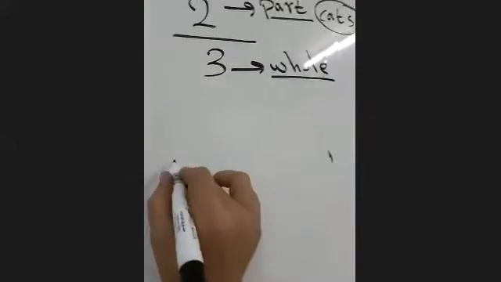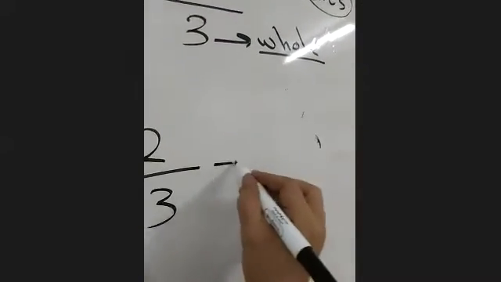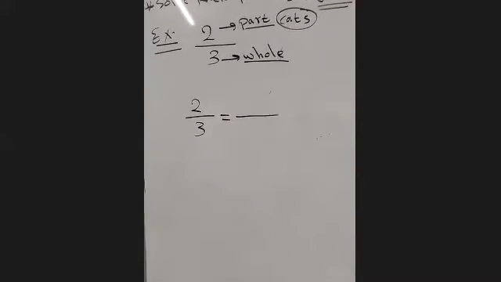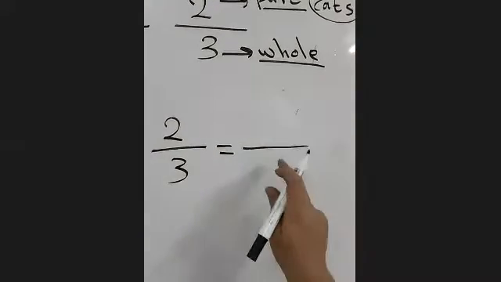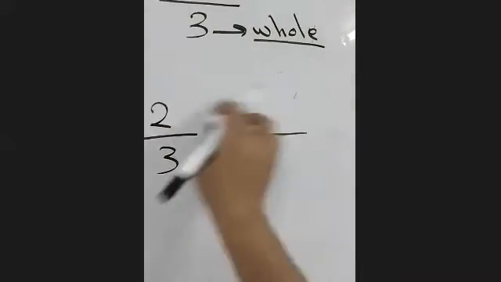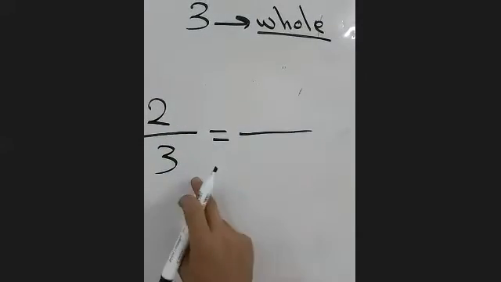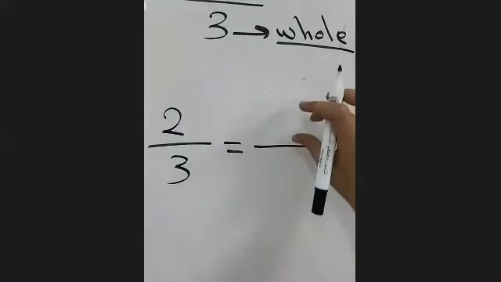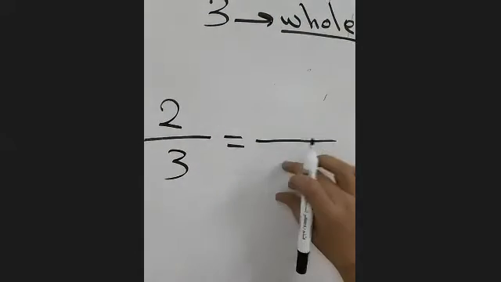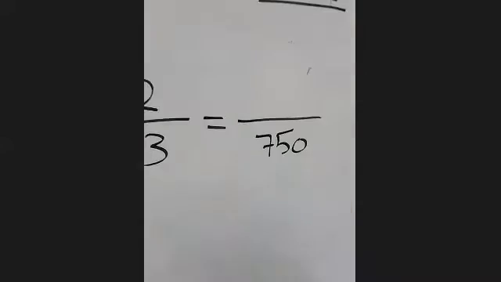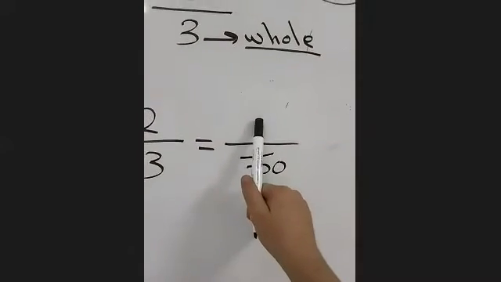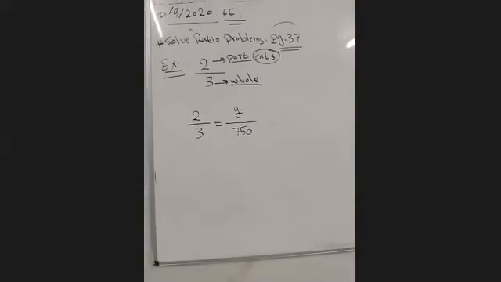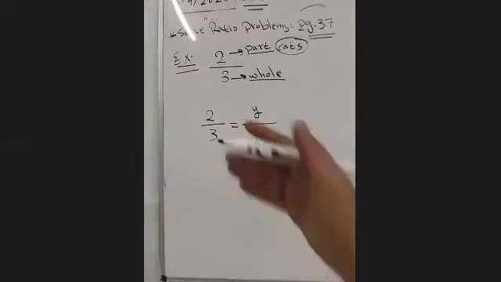So 2 over 3, look at the board. We put equal, and we put a line like this. The whole down, the part up. Up, the students who prefer cats. Down, the whole students. We said 2 prefer cats out of the 3. But how many prefer cats out of 750? Do we know? No. So what will I put here? Unknown.